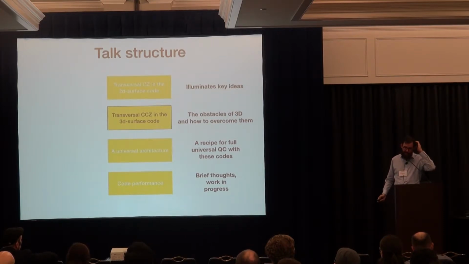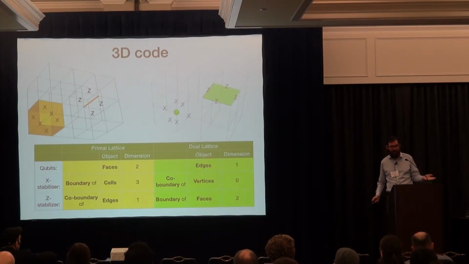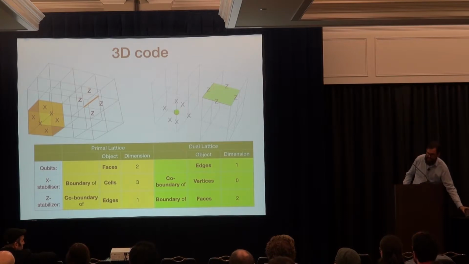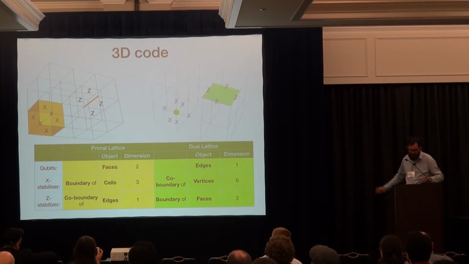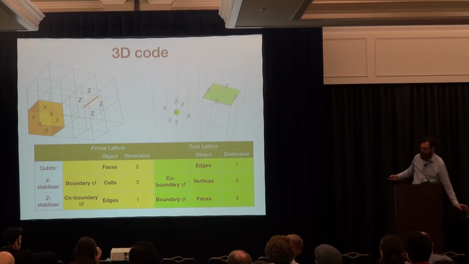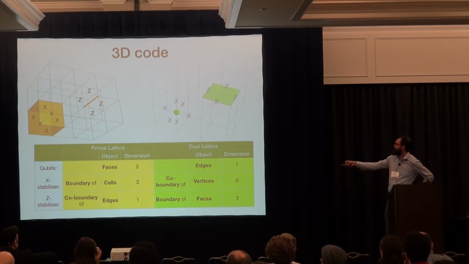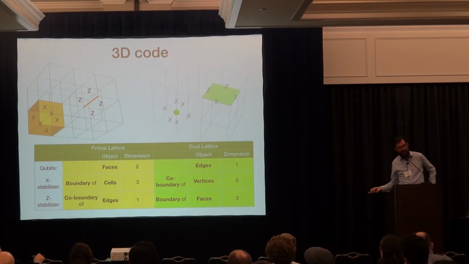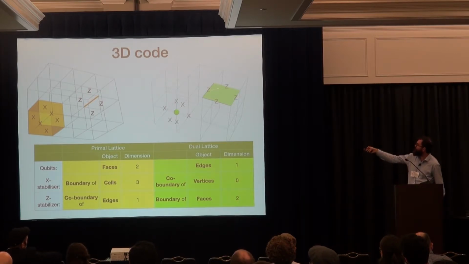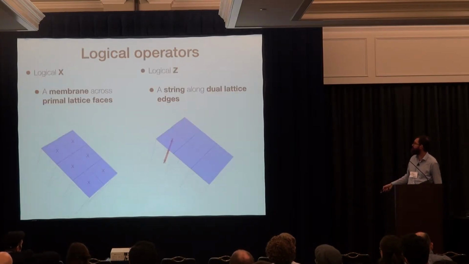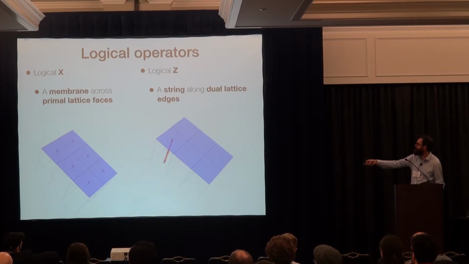OK, so now I want to generalize this to 3D. So what do I need to consider? Well, let's first think about how our code is represented. I've introduced the code using the primal lattice description. So here it is, with our qubits living on faces. There's also a dual lattice description, where the qubits live on edges. And then our stabilizer generators are represented like this. And the logical X operator is a membrane in this code. The logical Z operator is a string.